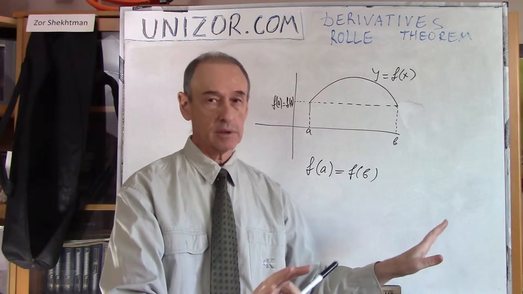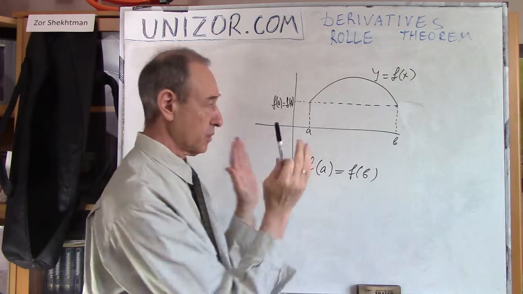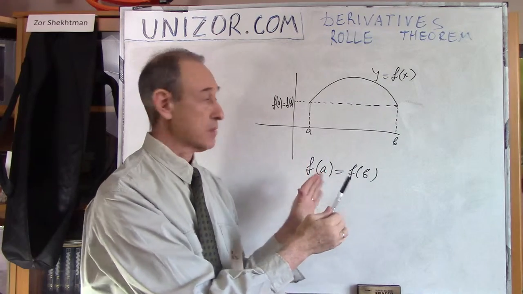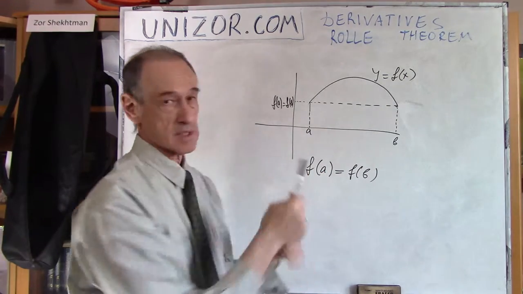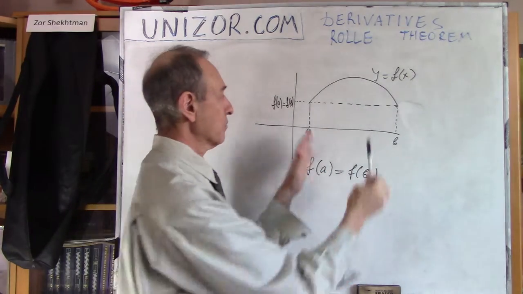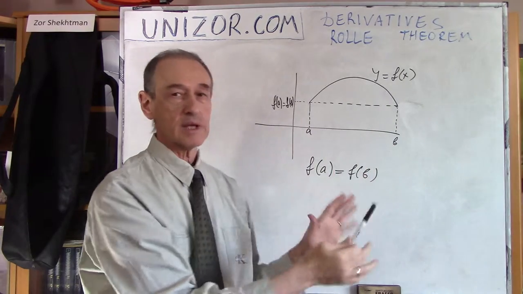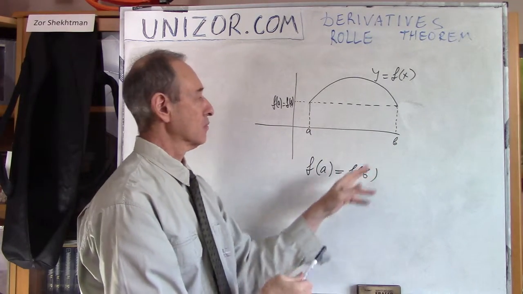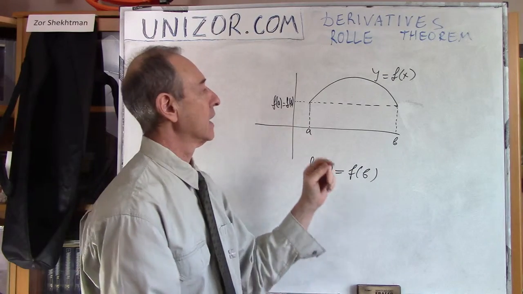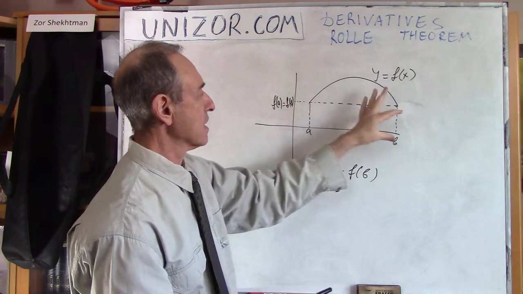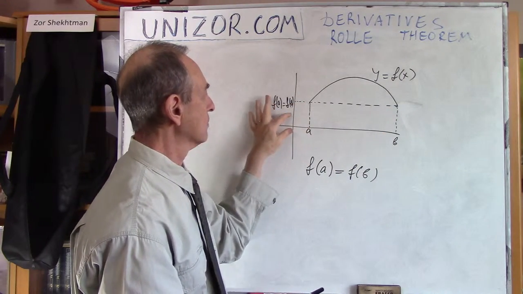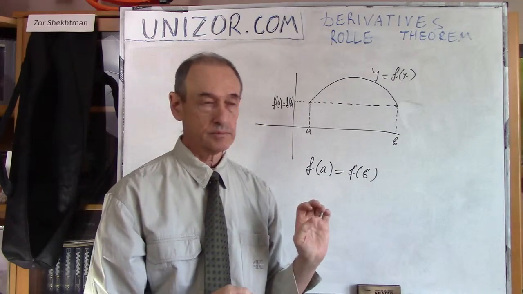So we're not talking about infinity. We're talking about a finite segment. Maybe the function is defined somewhere else, but that doesn't really matter right now. We're talking about a concrete segment from a to b, where b is greater than a, and the value of the function is the same: f of a is equal to f of b.